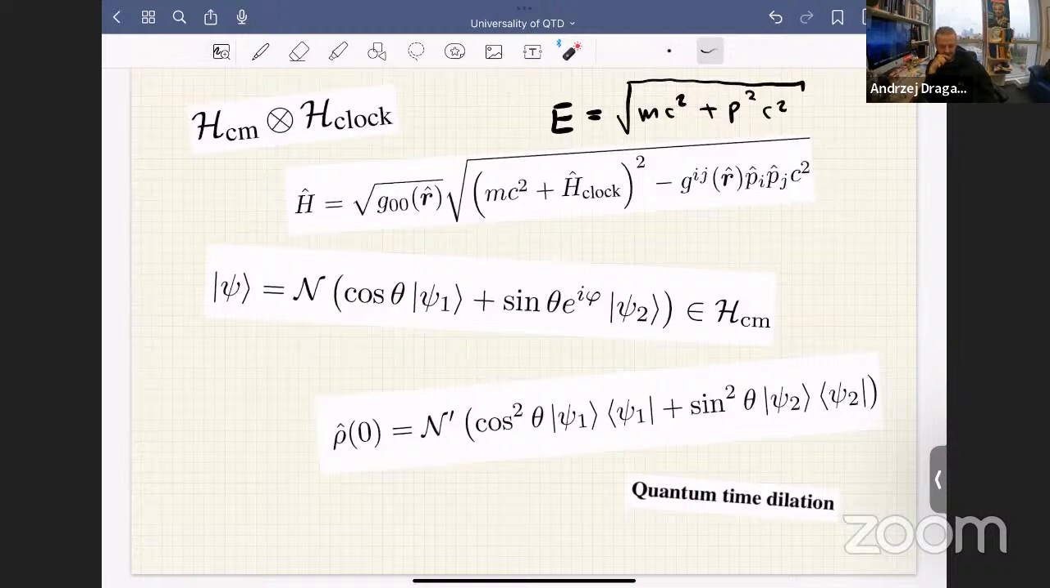And the question we wanted to ask is, to what degree is this effect universal? In the sense that I described before. So how much does the quantum time dilation depend on the mechanism of the clock, to be precise, on the Hamiltonian of the clock degrees of freedom? Is it universal? Is it the same for all types of clocks? Or is it going to be different?